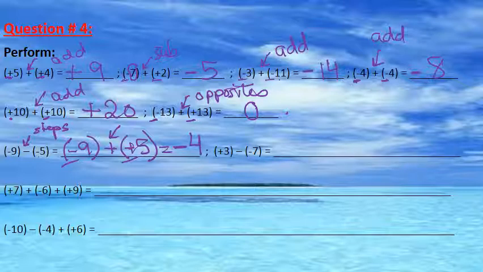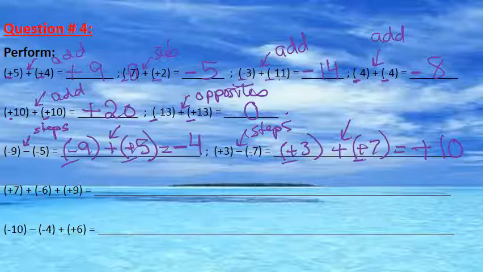Plus 3 minus minus 7, we have subtraction, so also we should apply the steps. Write the first number as it is, change minus into plus, find the opposite of minus 7, which is plus 7. So here we have addition, the sign of the first is plus, the sign of the second is plus, so the result will be plus, and we add 3 plus 7 is equal to 10.